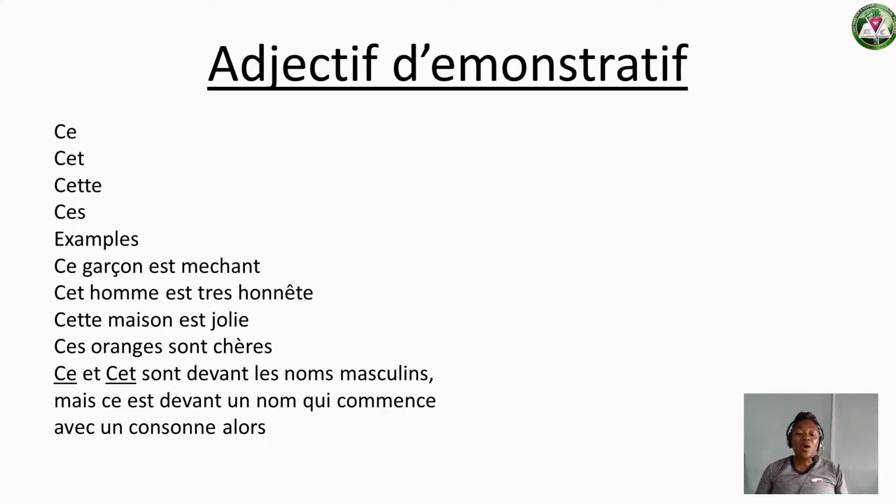Cette maison est jolie. Now you say that this is a feminine noun. Maison. Maison in French is feminine. This house is beautiful. Cette maison est jolie.